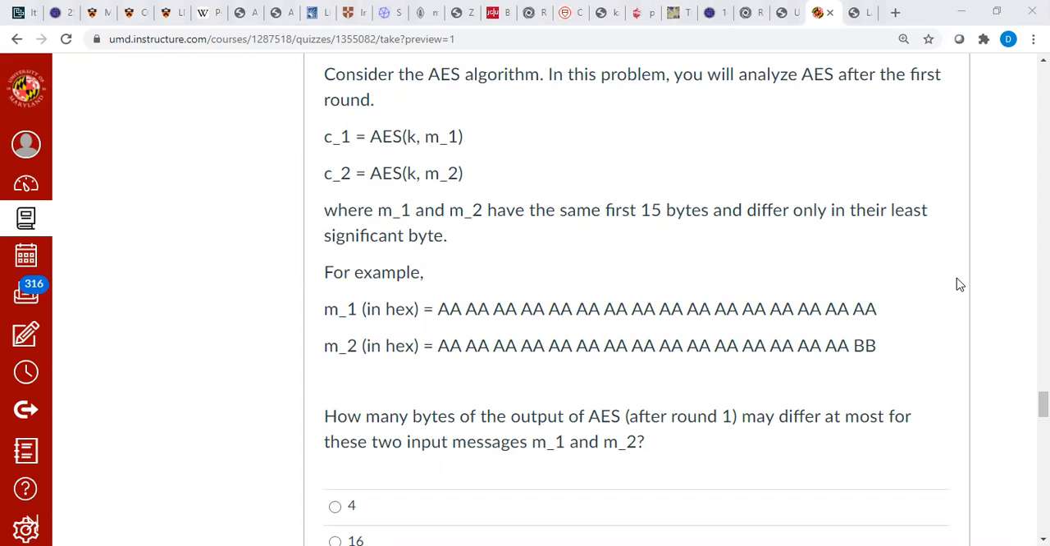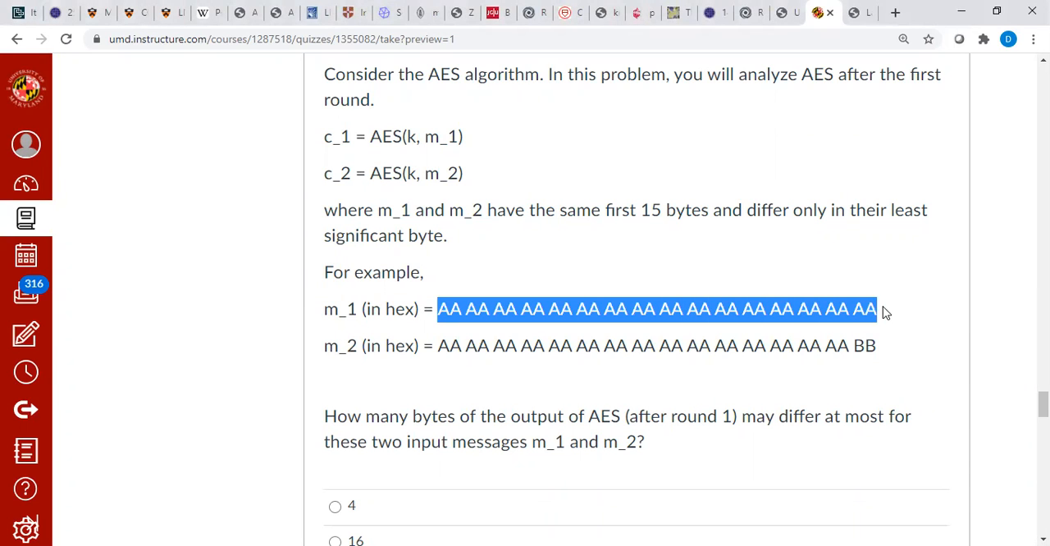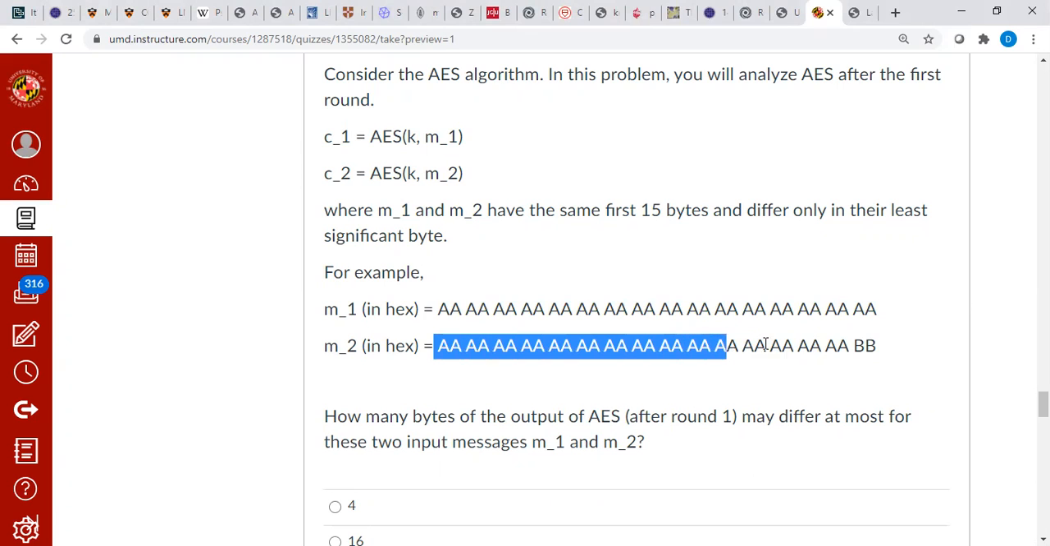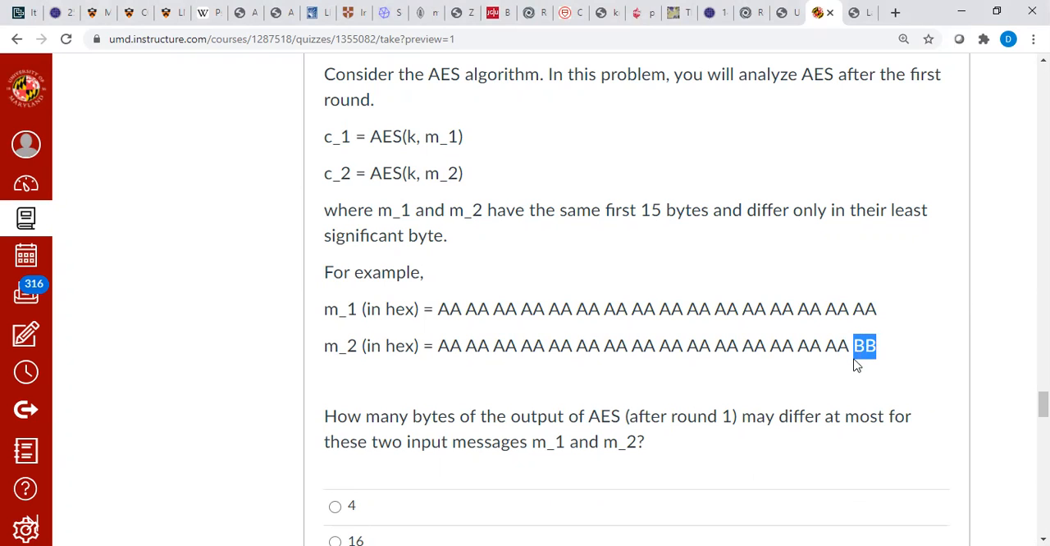Okay, so we are given two plain texts, M1 and M2. They look pretty much the same except the least significant byte. For example, this plain text has all A's. This plain text has all A's, but the least significant byte has, instead of A, we have B. Okay, so A's are replaced by BB's. That's basically what we are saying here.